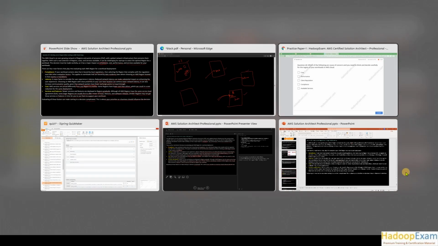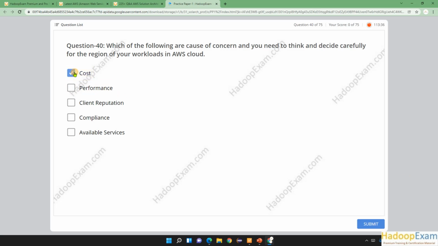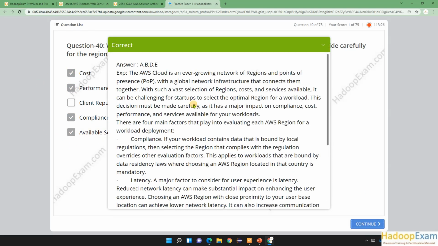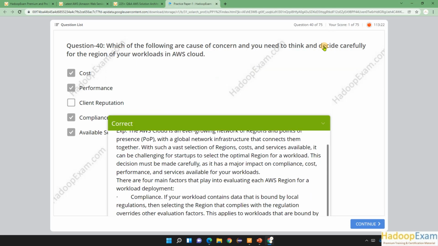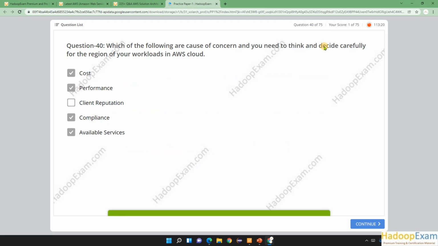Now let's go back to the question. Cost, yes. Performance, yes. Client reputation is not a factor. Compliance and available services, yes. So these are the factors you need to consider, and these are the answers. Once you submit this, you can see it is the correct answer. That's all about question number 40.